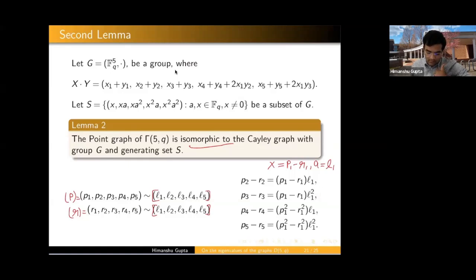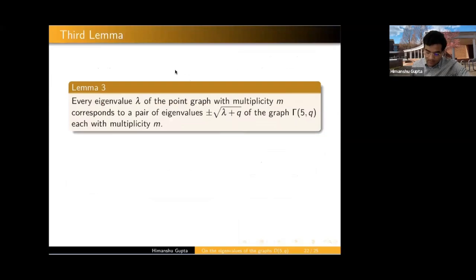So by the first lemma, I can work with Gamma_5(q). By the second lemma, I can work with this Cayley graph, where G is this and S is this. And remember, now that we have a Cayley graph, we can use representation theory. But before that, I'm going to give you the third lemma, which says how we can go from the spectrum of the point graph to the spectrum of the original bipartite graph.